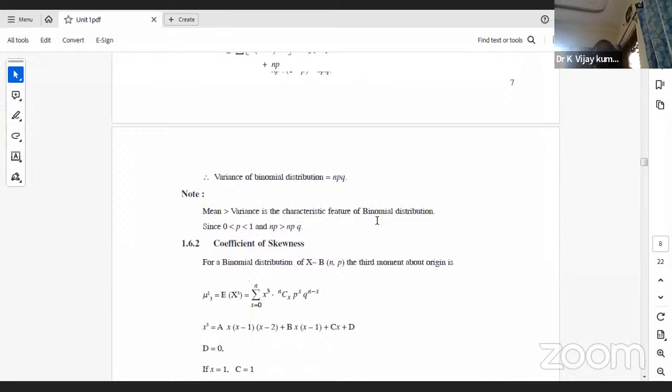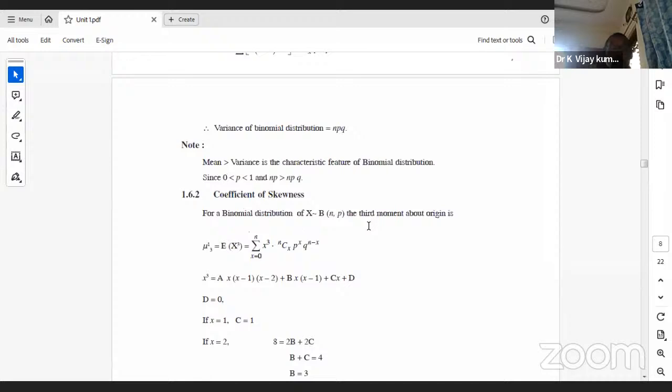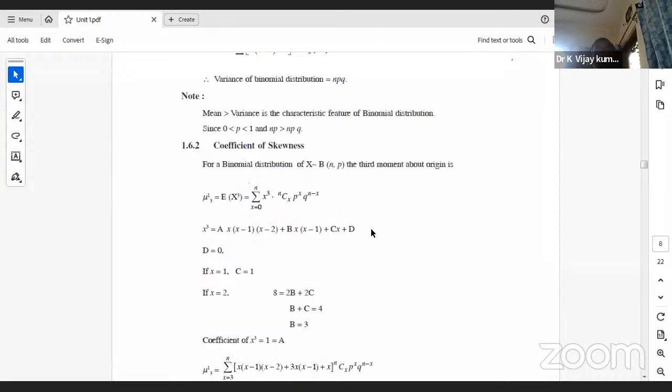See here, mean greater than variance is the characteristic feature of the binomial distribution. So 0 less than p less than 1, and np greater than npq. This we are writing here for a binomial distribution.